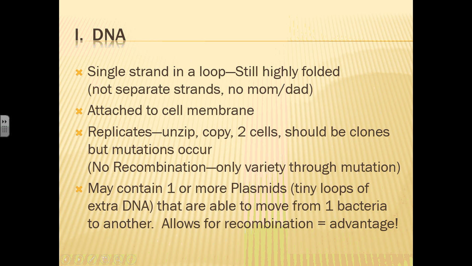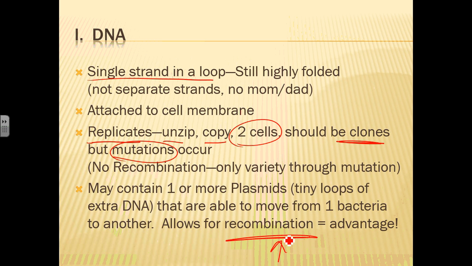Remember that the DNA of a prokaryotic cell is usually a single strand. It's very simple. It replicates, unzips, copies, and you have two cells. They should be clones, identical, unless there's some kind of mutation. There can be some other ways of them getting recombination, which is just recombining their genes between different bacteria, but it's still an asexual type of reproduction.